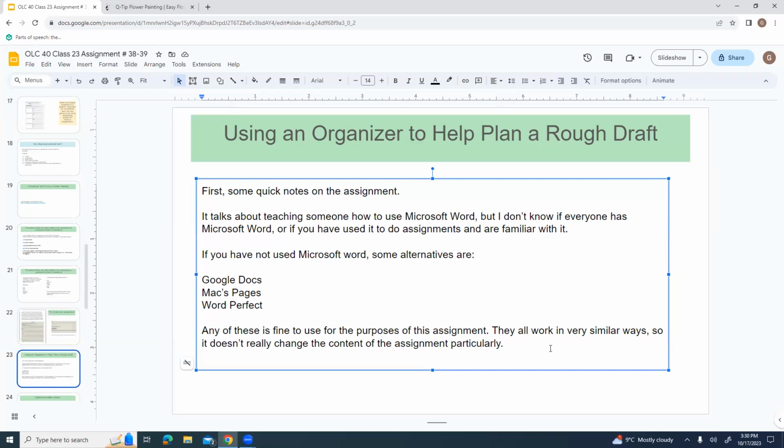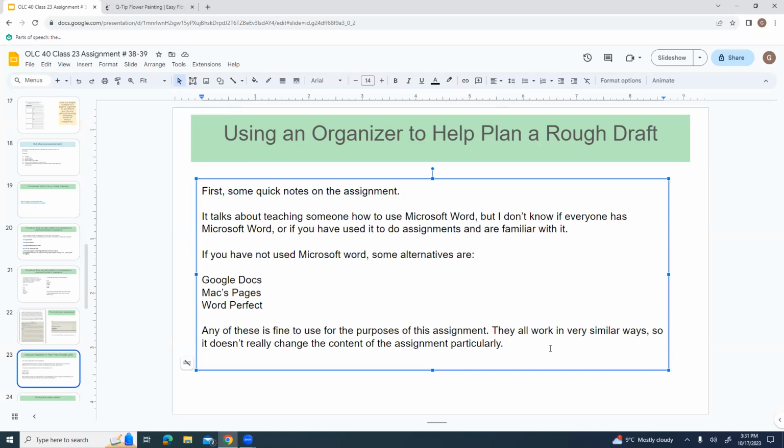Some alternative word processing software is Google Docs, which everybody has. If you're a student at WASA, you have Gmail, and then you have access to Google Docs. Macs have the program called Pages. There's also a program called WordPerfect, which apparently is still out there. Any of those is fine to use for the purposes of the assignment. They all really work in very similar ways.